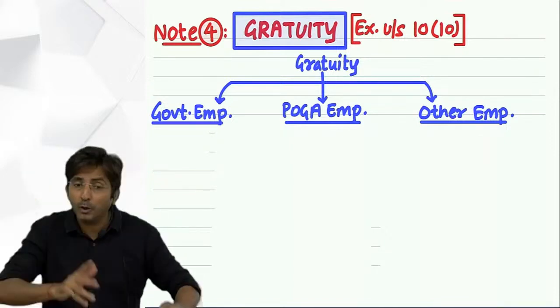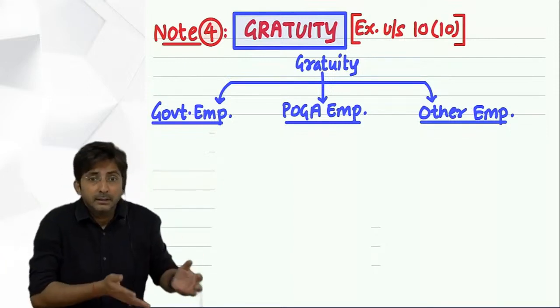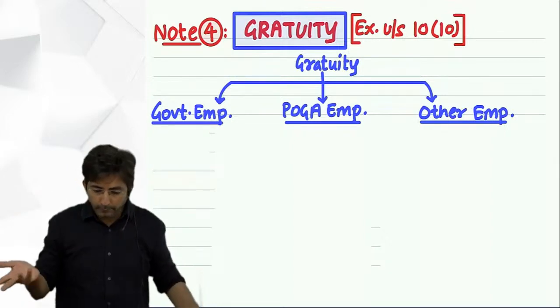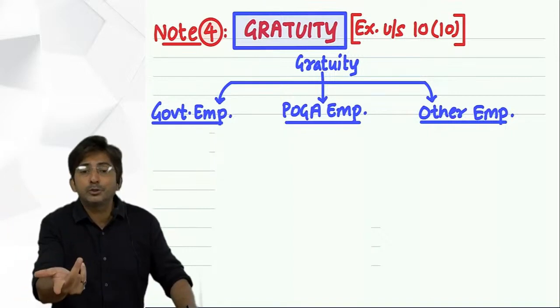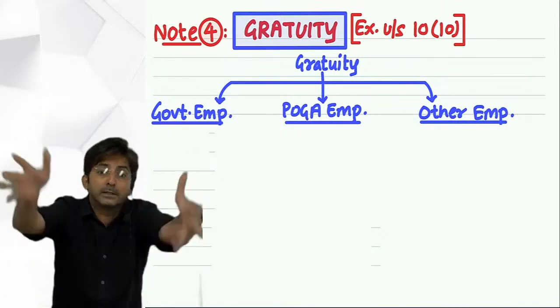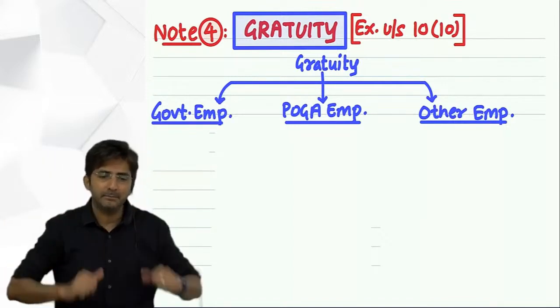Because private sector employers might be so rich and so generous that they might give any amount. But government says we will not exempt fully; it will be up to a limit. But in government jobs, government knows they don't give so much. They give it within a limit only. That is why it is fully exempt.